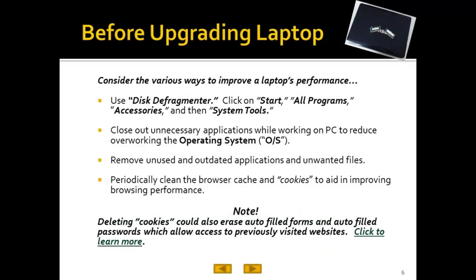Before upgrading a laptop, consider the various ways to improve its performance. Use the disk defragmenter to rearrange and condense files on the hard drive. Click on Start, All Programs, Accessories, and then System Tools for this feature. Closing out unnecessary applications while working on your laptop can also reduce overworking the operating system. Removing unused and outdated applications or unwanted files is also helpful. And periodically cleaning the browser cache and cookies can improve browsing performance.